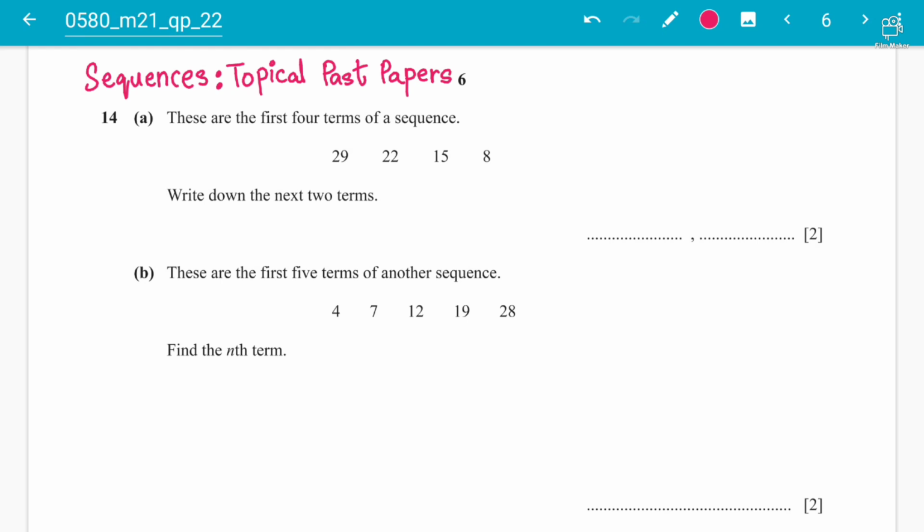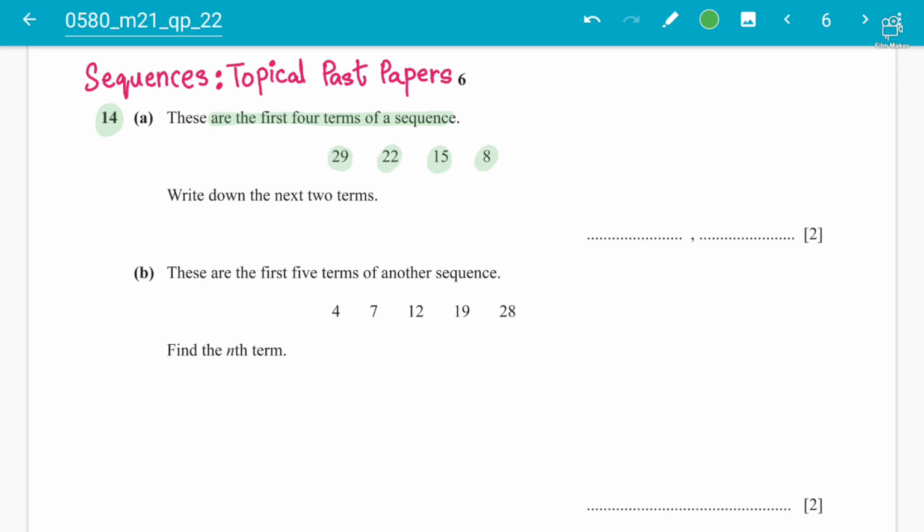So let's discuss another question from the same 2021 past papers. This is a February-March question, paper 2, variant 2. Again, we are only discussing paper 2 questions because we'll discuss paper 4 questions separately. Question number 14 talks about sequences. These are the first 4 terms of a sequence. You read, that is 29, 22, 15, and 8.